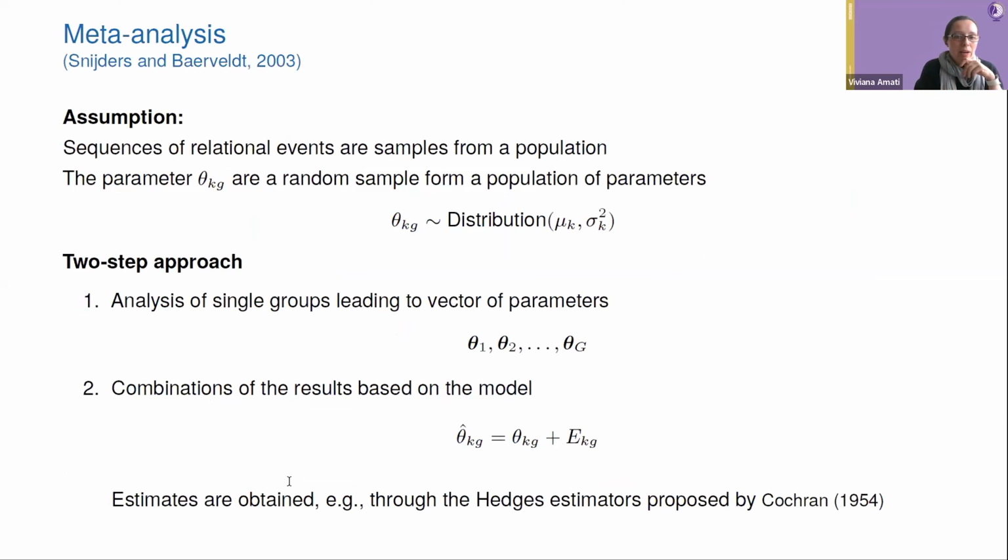a population. And what we can do then in a meta-analytical approach is that we analyze each group separately so that we get capital G different parameter vectors. And then we can combine the results based on the following model. We assume that the estimated parameters come from the population parameter plus the deviation that we observe from the population parameters. And the estimates can be obtained through the common edge estimator proposed by Cochrane.